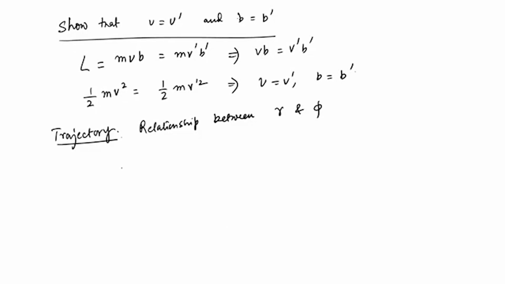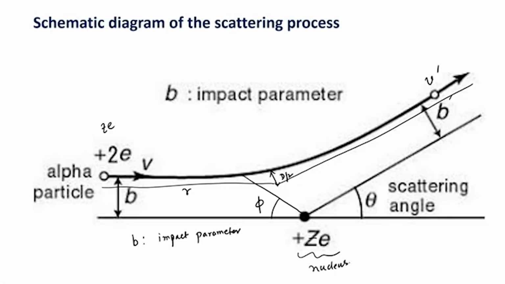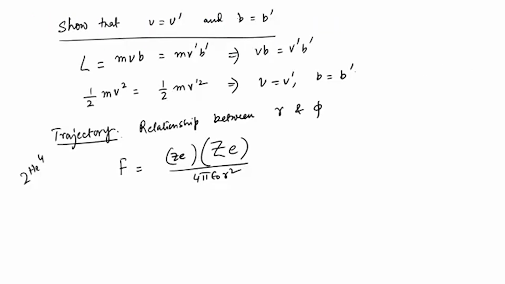The force is equal to ZE, it is 2E, but we will write it as ZE, because these alpha particles are nothing but 2He4. So, Z is 2, but we will just keep writing it as ZE, and distinguish between the small z and the capital Z, which is the nucleus, divided by 4 pi epsilon 0 r square, where r is the distance between the alpha particle and the nucleus, and it is a variable. This is the force.